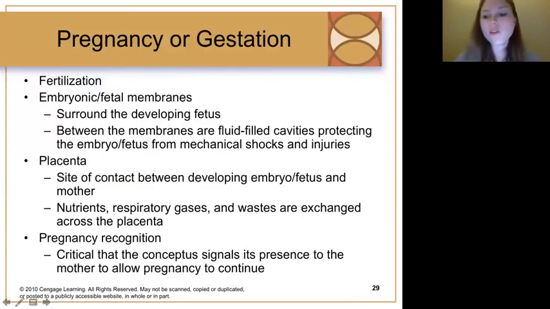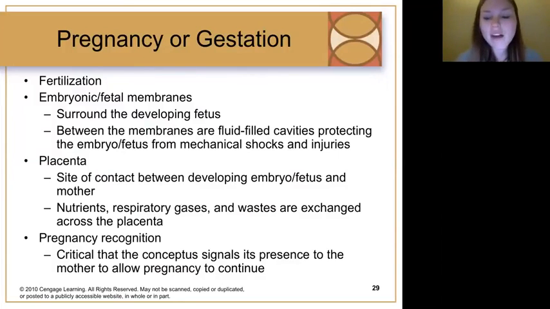So in order for pregnancy to happen, like I said, you need fertilization. So after you have fertilization, then you have pregnancy or gestation. Those two terms are one and the same. So you have embryonic or fetal membranes that will surround the developing fetus. And then between the membranes, you have fluid-filled cavities that protect the embryo and the fetus from mechanical shocks or injuries. So if the mom is moving around or is hit or anything, it just protects it from bouncing around in there.